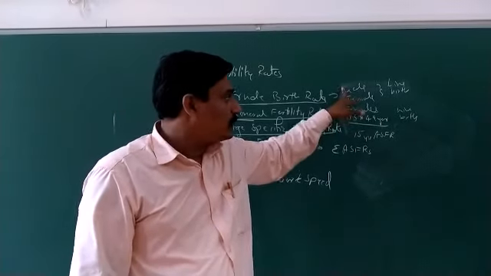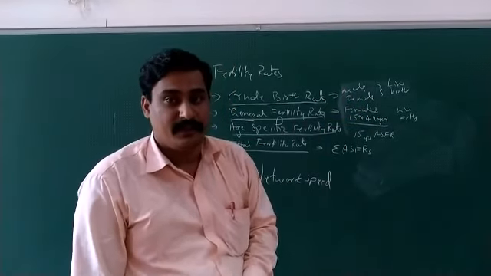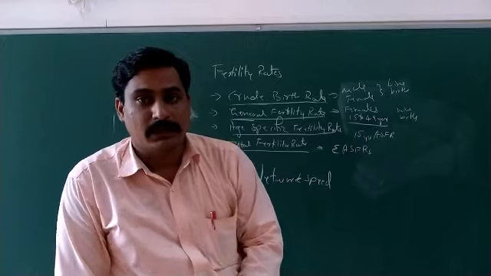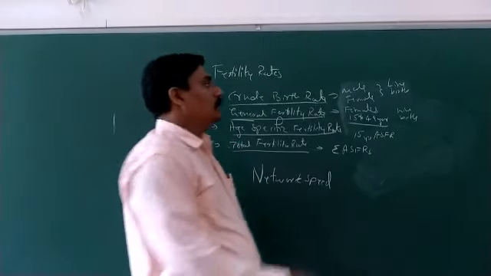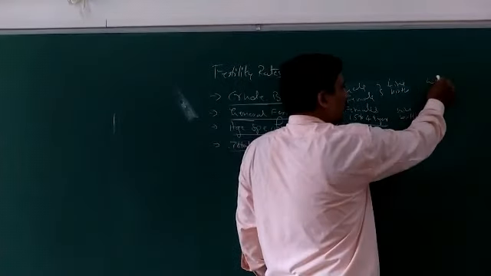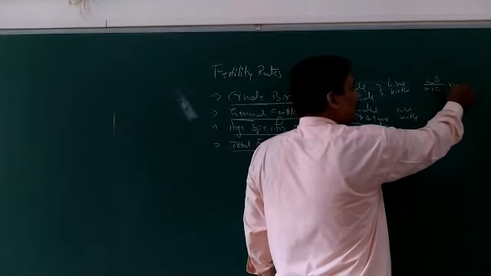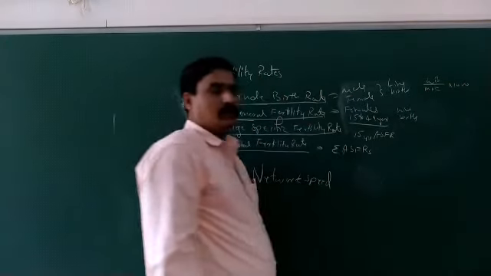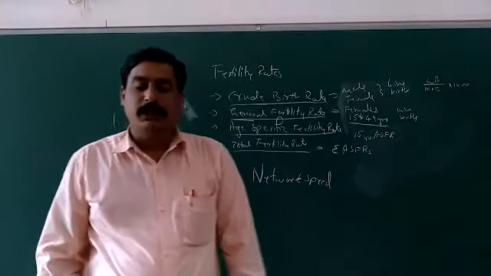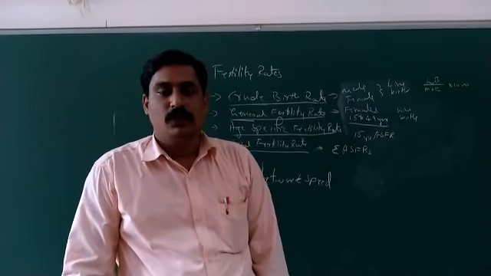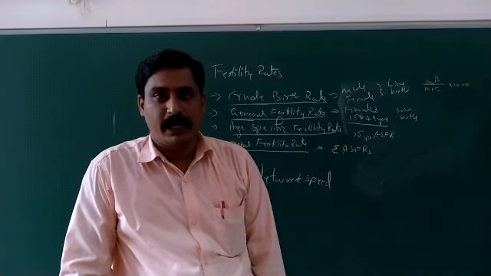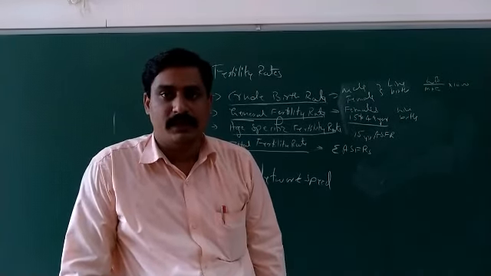So total population, we take both male and female, and total live births. So the formula here becomes live births divided by male plus female population, into 1000. One more thing we should remember: live births. The baby which is born alive is taken into account here.